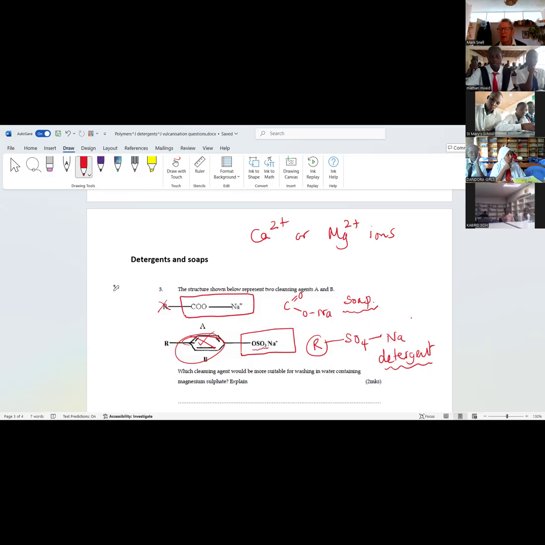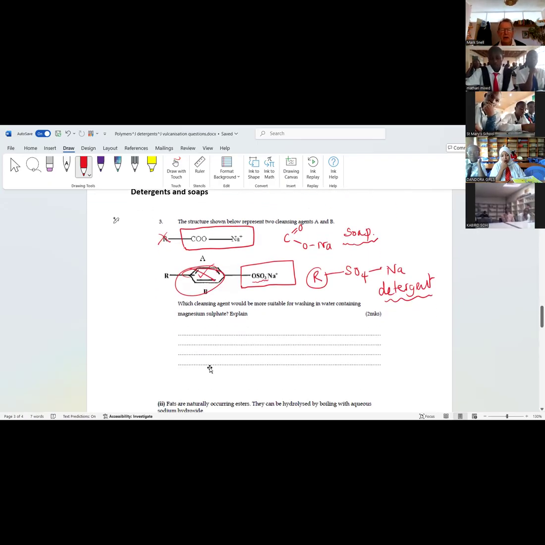So both of them will be quite good for cleaning things, but there are disadvantages. So I'm just going to tell you about the disadvantages. It says here, which cleansing agent would be more suitable for washing in water containing magnesium sulfate? Now, magnesium sulfate, because it's got magnesium in, that makes it hard water. Now, hard water reacts with soap. So I'm just going to show you what happens.